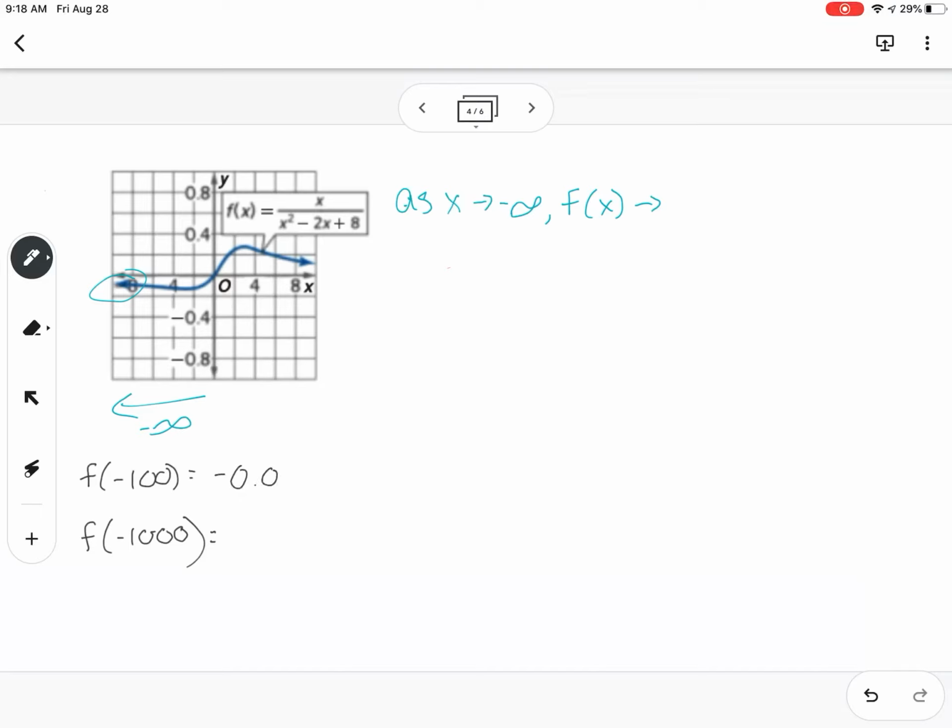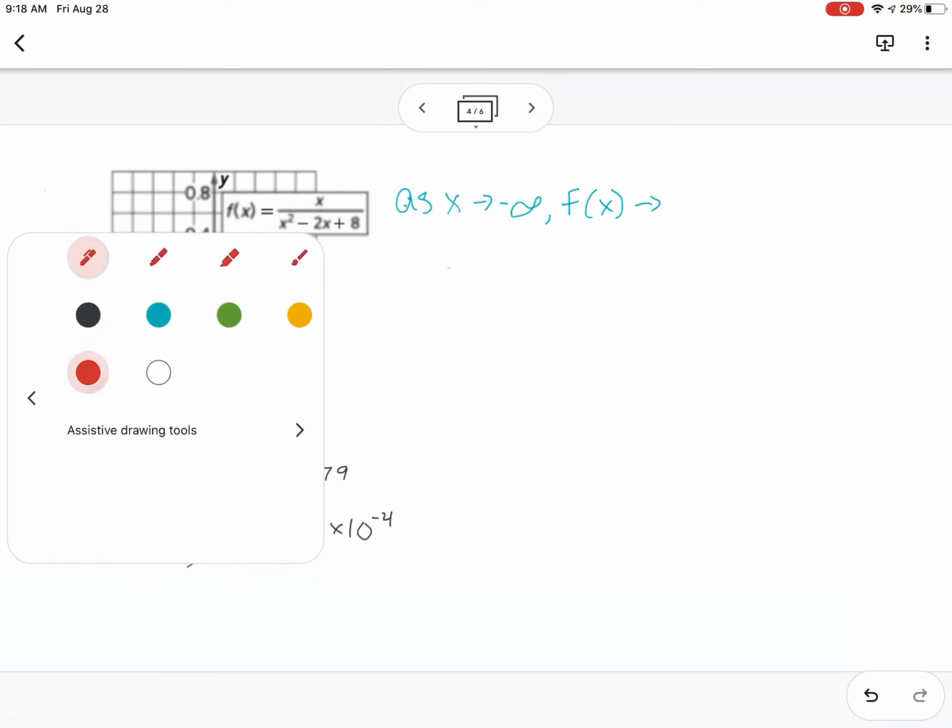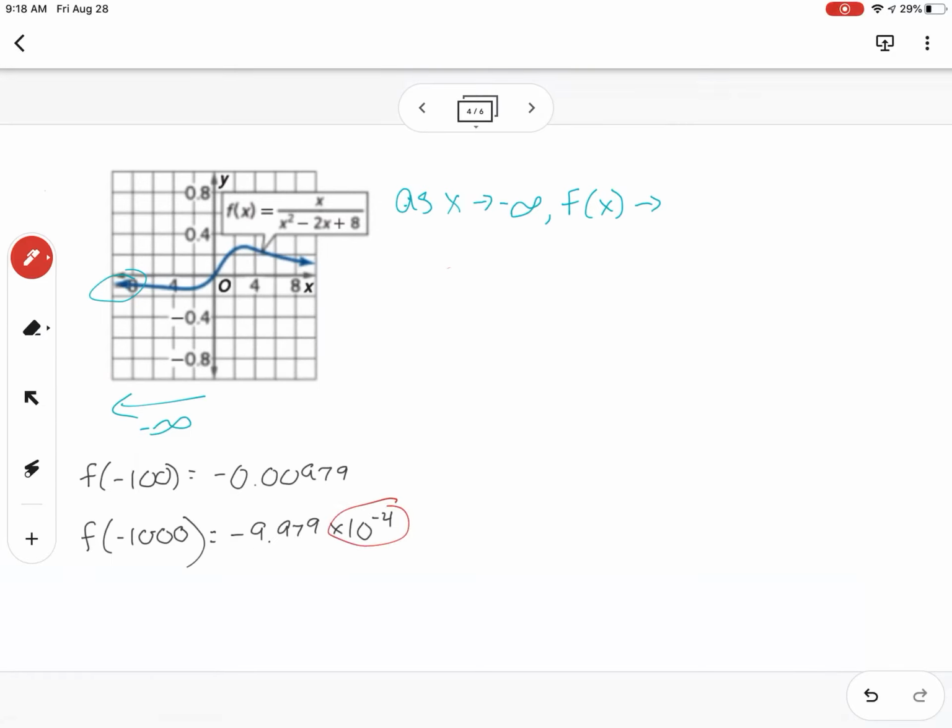So for this one, we got negative 0.00979. This was negative 9.979 times 10 to the negative 4. So that times 10 to the negative 4 tells us that there's 4 decimals in front of that number. If you need a review on scientific notation, please let me know. Come to office hours. We can go over just scientific notation if you need to do that.